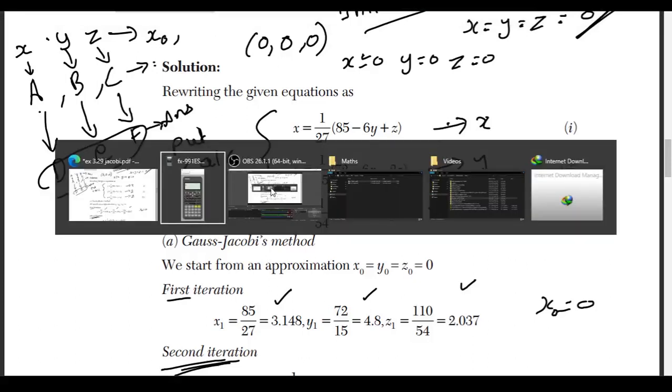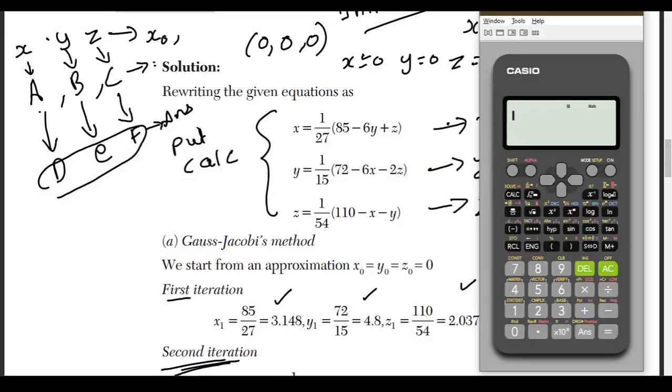Now let us see in the calculator. It's a virtual calculator. The typing will be slow because I am using a mouse. With a real calculator it will be fast, but in exams you have to type fast. So let me explain you.